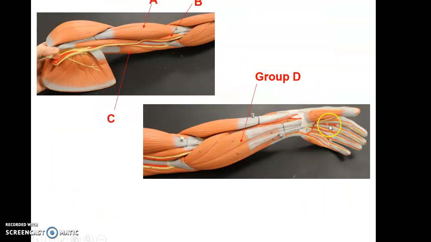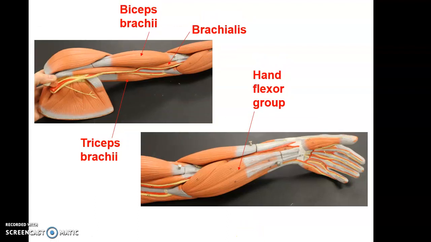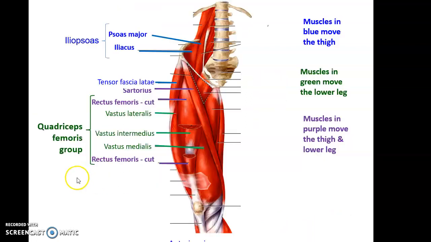Again, here is the arm model. Here is that muscle, that muscle, that muscle, these. So that would be biceps brachii, brachialis, triceps brachii, and the hand flexor group. Again, this is the anterior side, so hand flexor group.